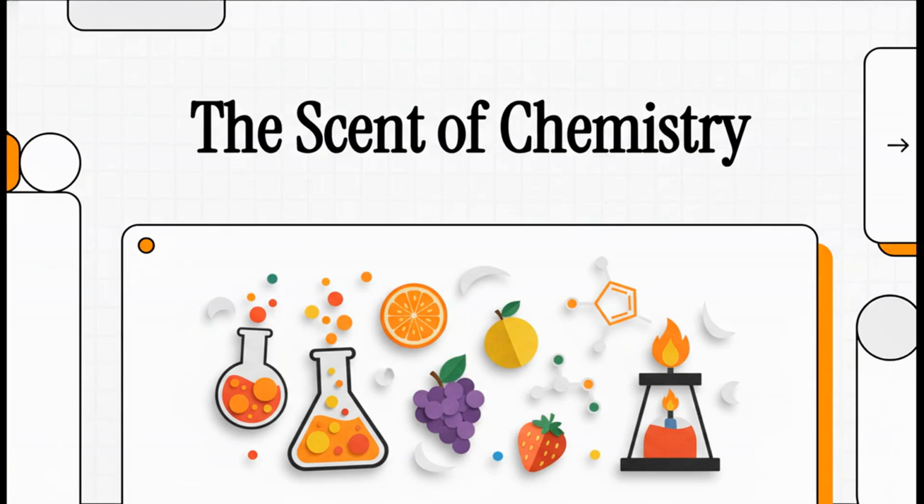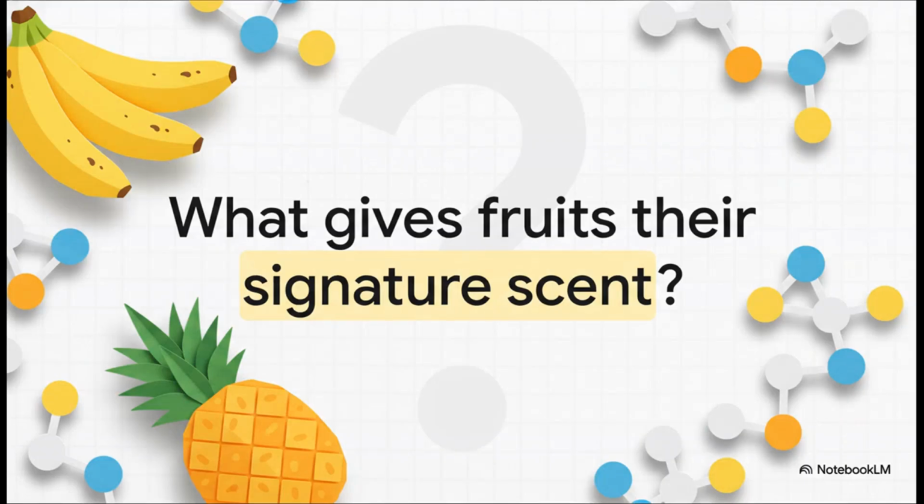Welcome! Today, we are diving deep into the scent of chemistry. We're going to pull back the curtain and see exactly how one of the most important fragrance molecules, an ester, is made step by step. So, have you ever really thought about what gives a pineapple that sharp tropical smell? Or what makes a banana smell, well, like a banana? It's not magic. It's all chemistry, and it comes down to one special type of molecule.